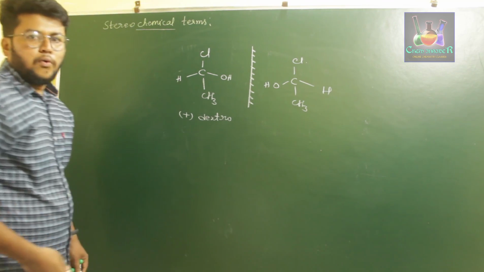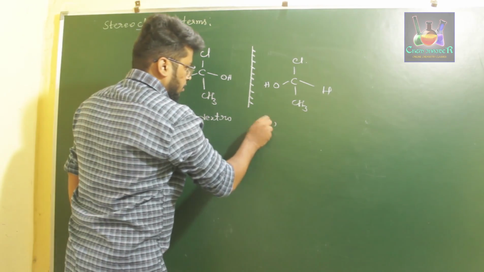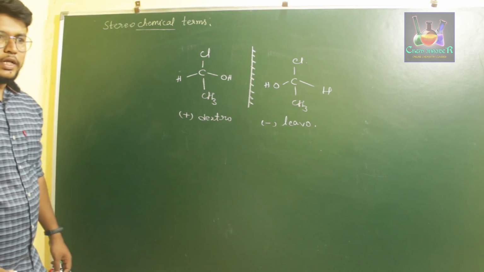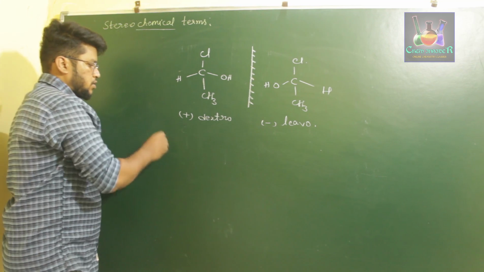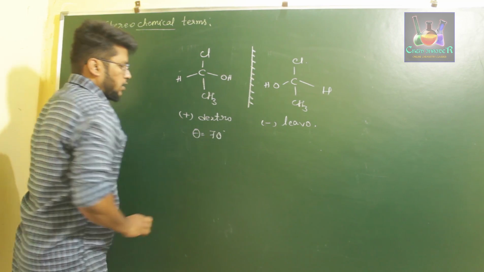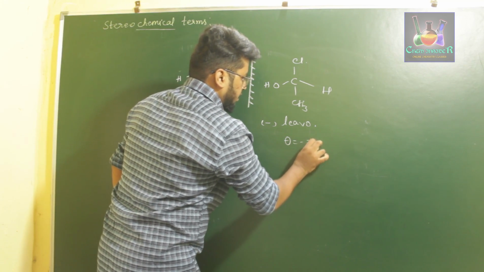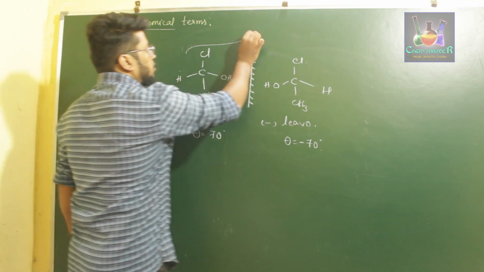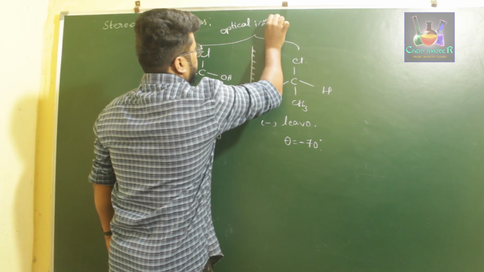So when we have two isomers or two compounds which are optically active and have the same magnitude of rotation of plane polarized light but in opposite direction, let us say this dextrorotatory compound rotates the plane polarized light by about 70 degrees. Then its mirror image will rotate the plane polarized light by minus 70 degrees, and these two are called optical isomers.